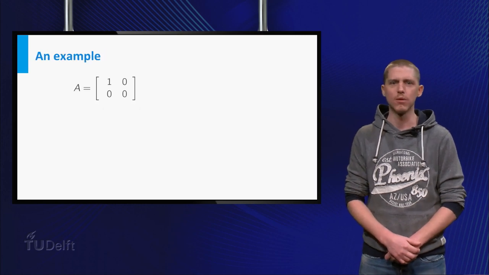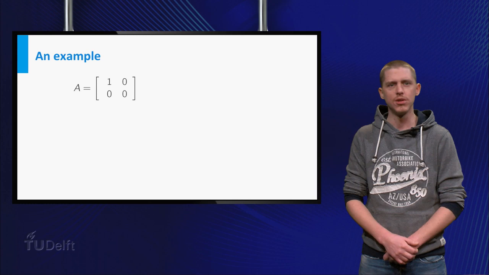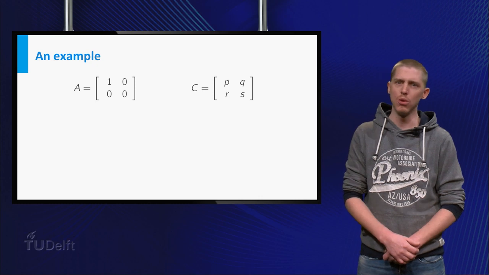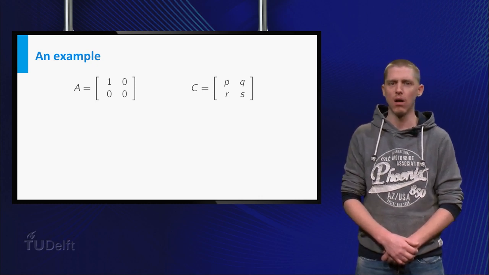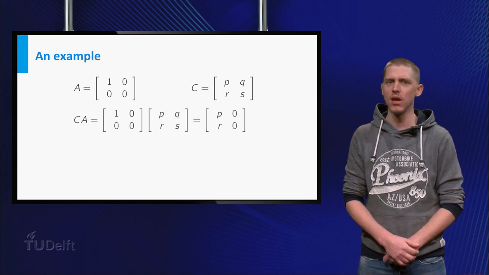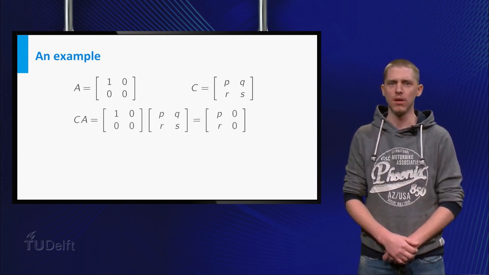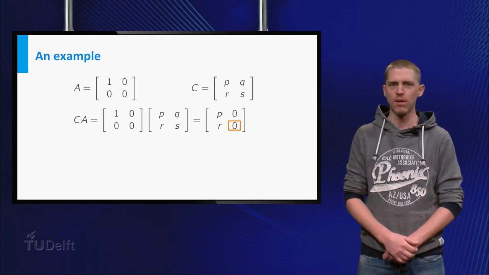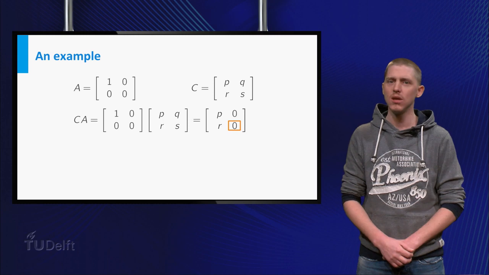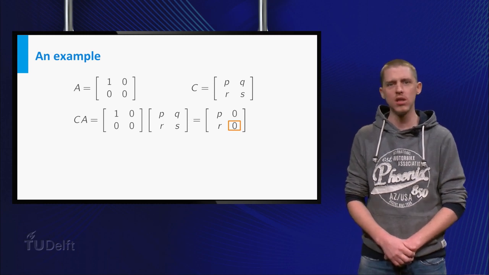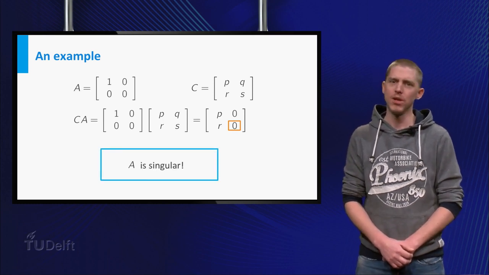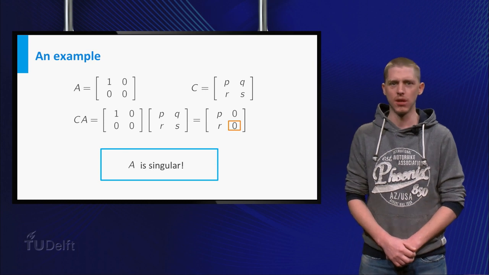Let's try to find an inverse of the matrix A equals 1, 0, 0, 0. If C exists, it should be 2 by 2, so it would be of the shape P, Q, R, S. The product of C and A is P, 0, R, 0. If you want this to be equal to the identity matrix, you see that this can never happen because of the 0 at the lower right corner. This means that no values of P, Q, R, and S are such that C times A equals I. So A is singular. So you now know that matrices with non-zeros can be singular.